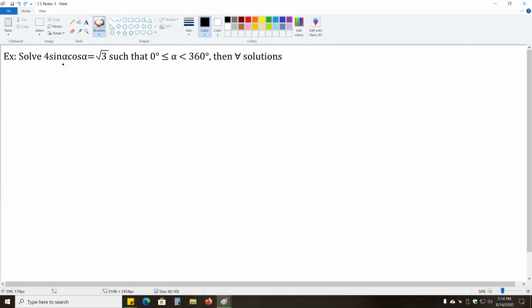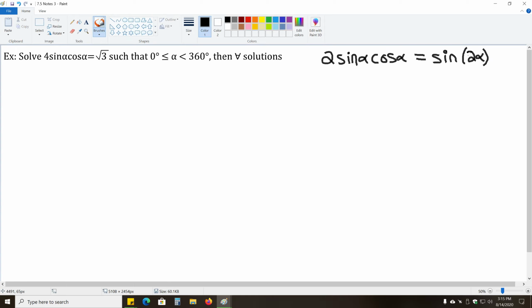Okay, so going through this, the first thing that you hopefully noticed was we have sine of alpha times cosine of alpha. Whenever you have 2 times sine of alpha times cosine of alpha, that's the double angle identity for sine. So I'll write that off to the side. 2 sine alpha cosine alpha is equal to sine of 2 alpha.